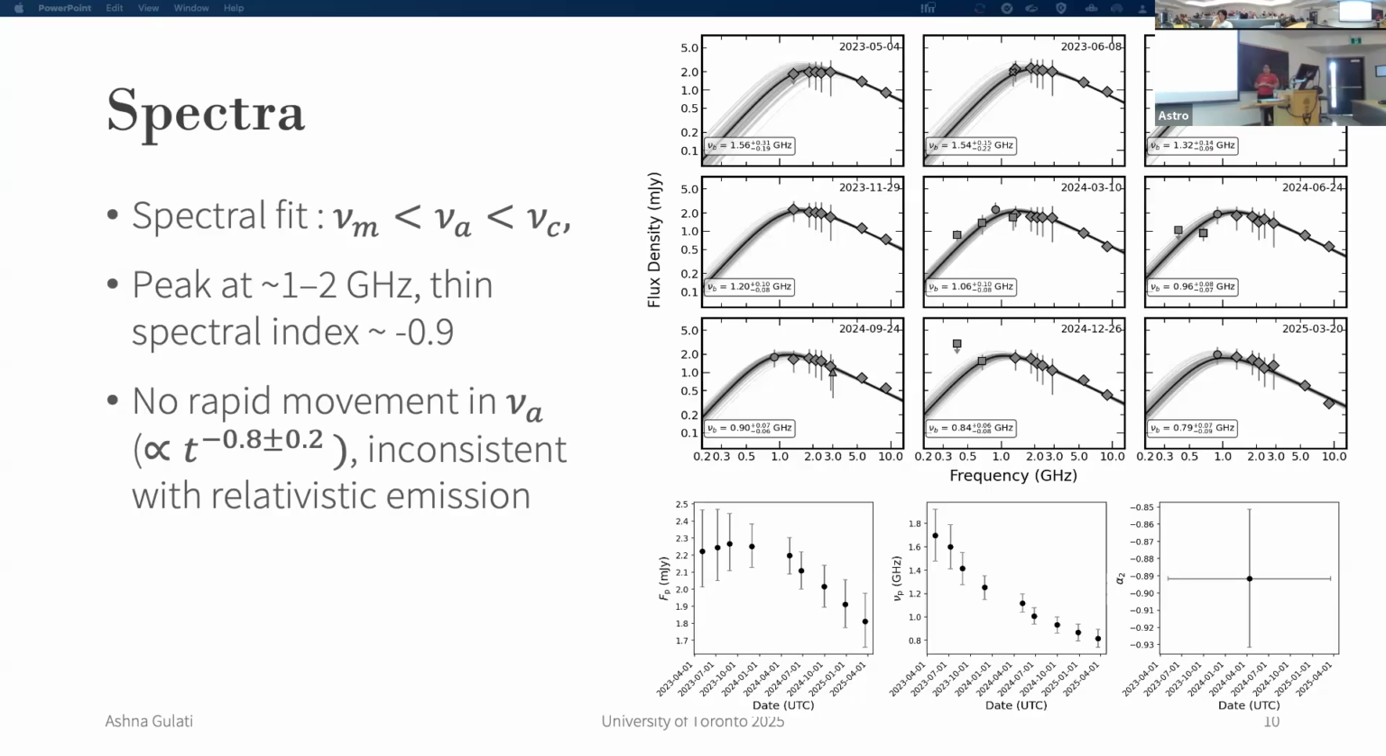We also find that there is no rapid movement in the spectral peak. For those of you who do or have had any touch with GRBs, you know that the spectral peaks in synchrotron emission basically move up and down depending on the medium and the regime. But there was no rapid movement, so it was a little bit inconsistent with relativistic emission, and hopefully by the end that should clear up.